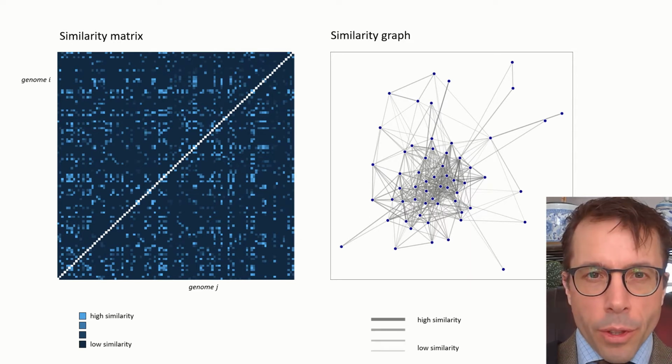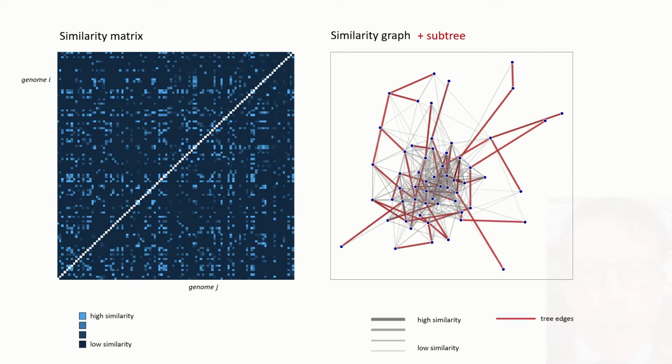Okay, now we've got this graph, then it's easy to say what we want to produce. How can we find a tree inside this graph? In other words, a subtree, such that our subtree picks up as many high-weight edges as it can. The idea is that if two genomes are very similar, then they're probably very close to each other in the evolutionary tree.